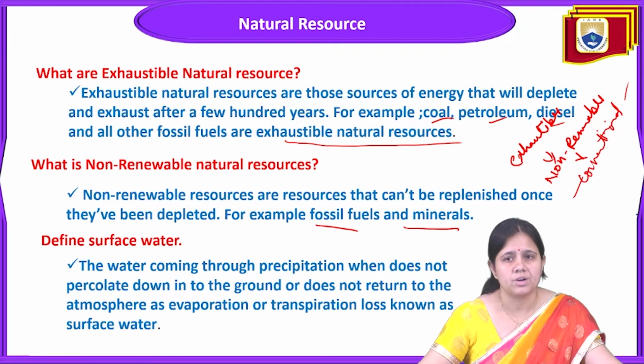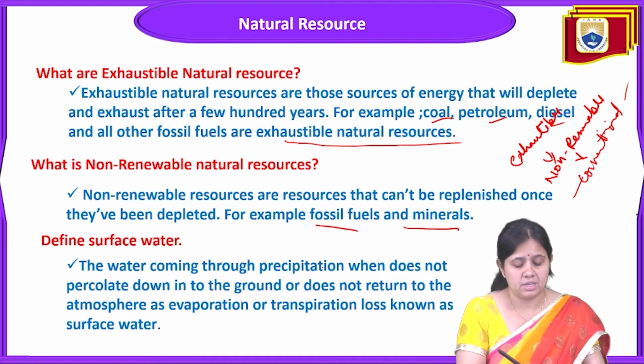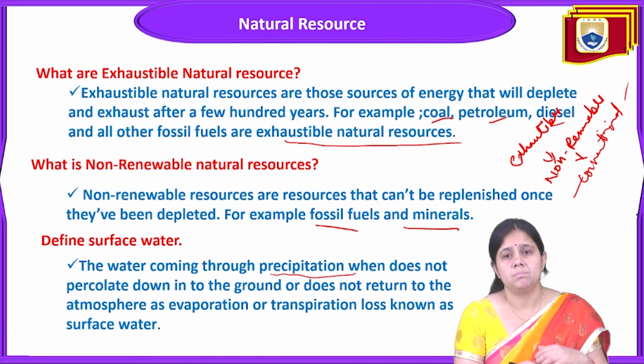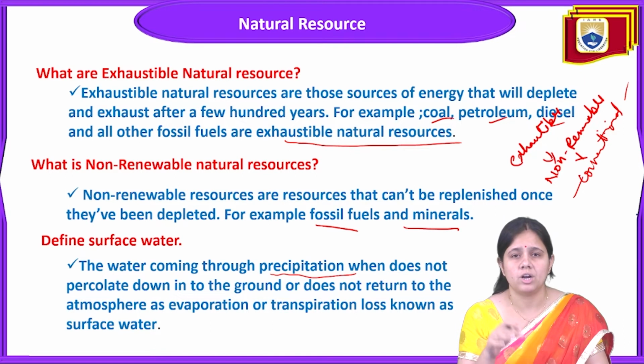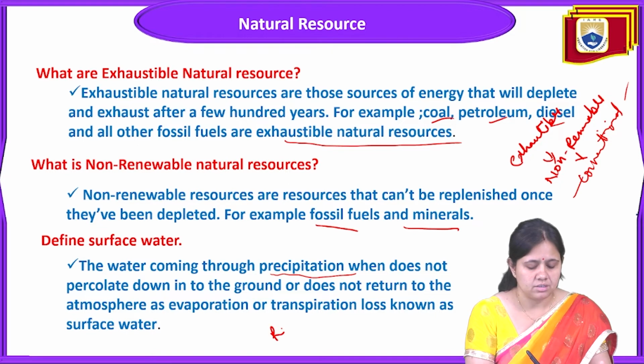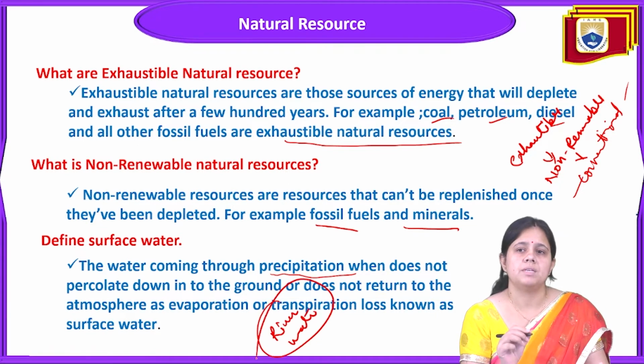Surface water means that water which comes through the process of precipitation and does not return to the atmosphere in the form of evaporation or transpiration, and does not percolate down to the groundwater. It is the water present on the surface. Its example is river water.